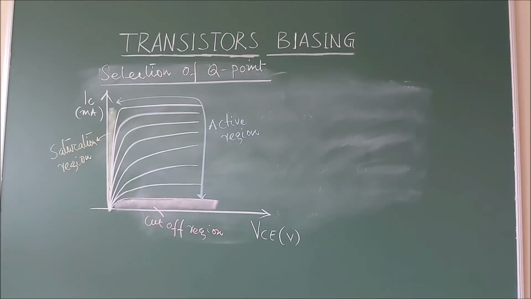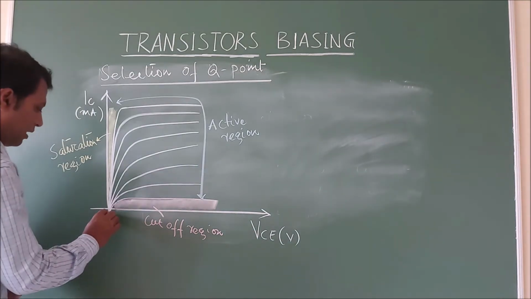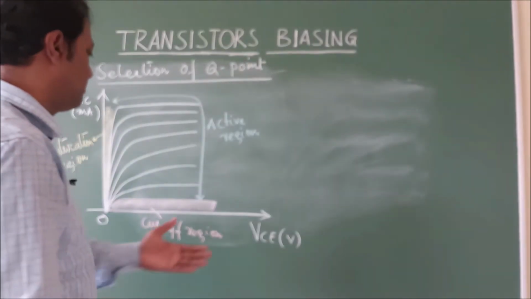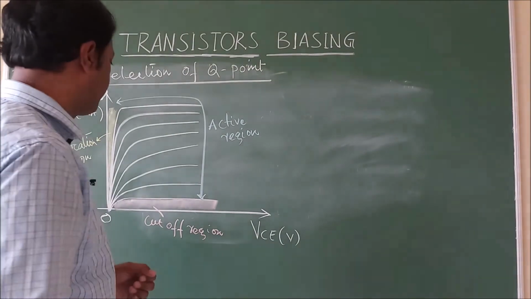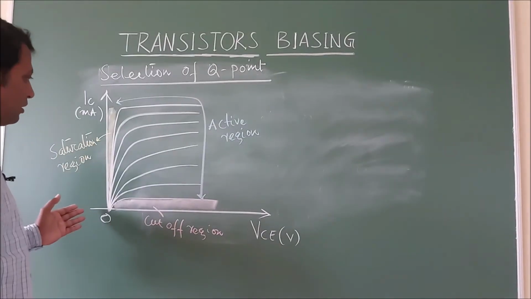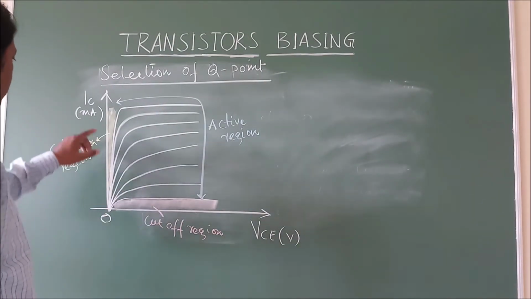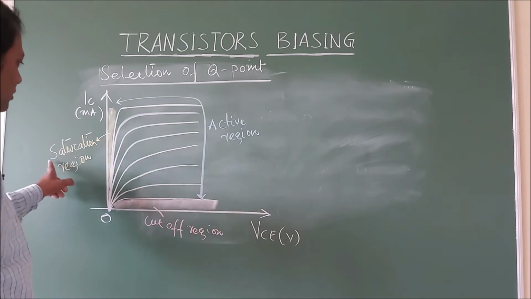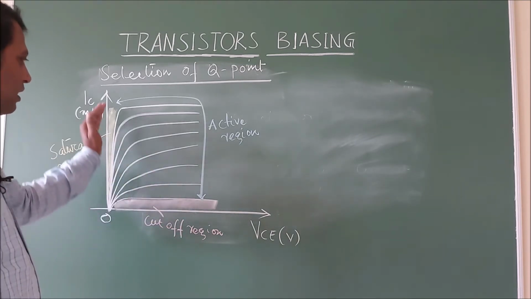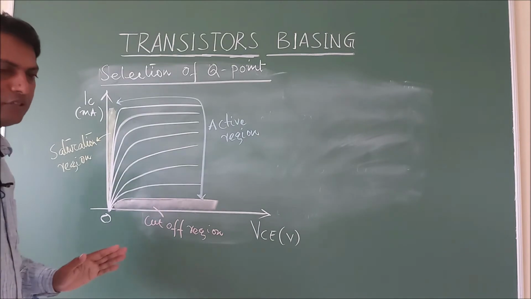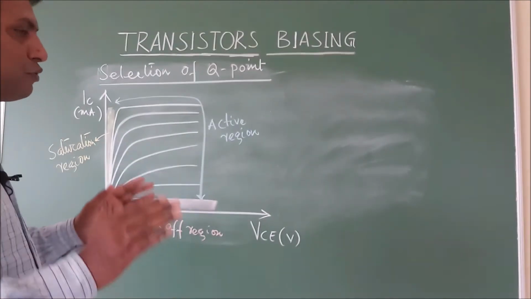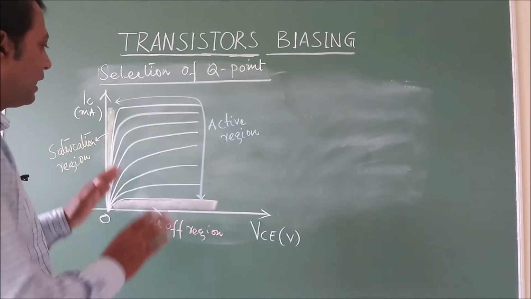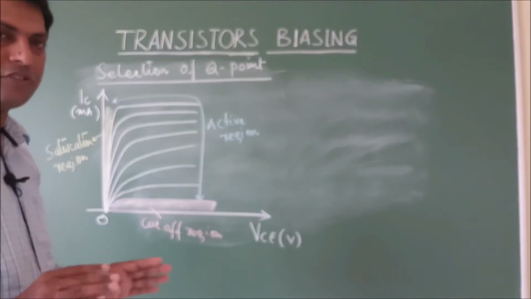Now the question arises, how can we select a Q point? Now we draw a characteristics graph of the common emitter mode transistor, that is VC versus IC, and here we show that this one is the saturation region, this one is the cutoff region, and this one is the active region. So our objective is to fix the Q point in the middle of the active region.